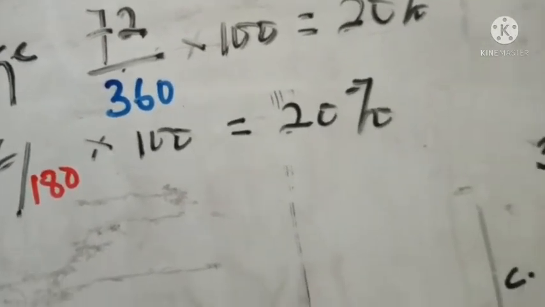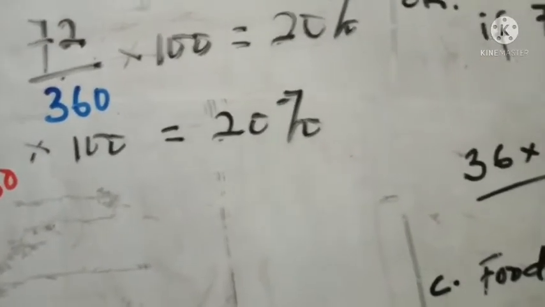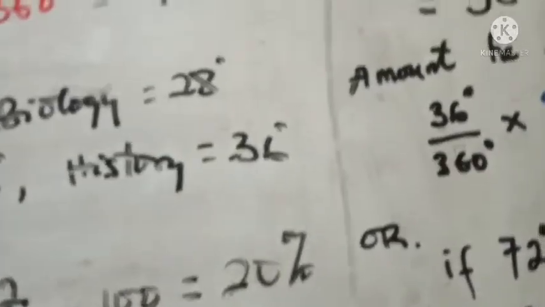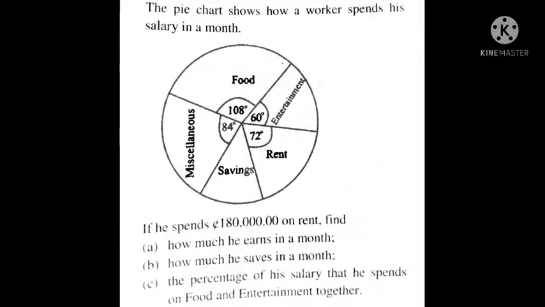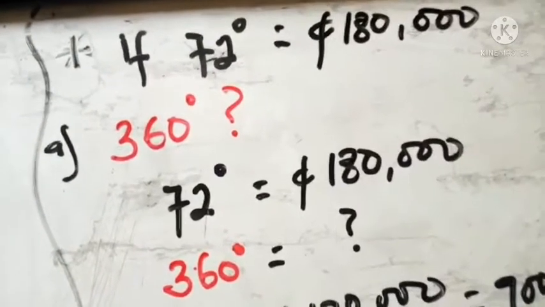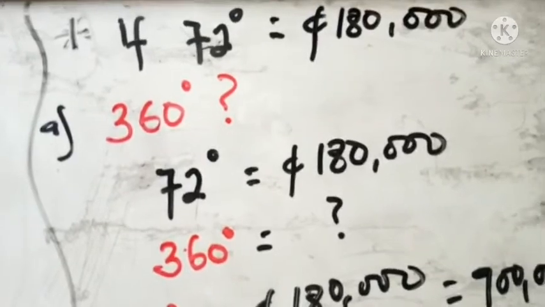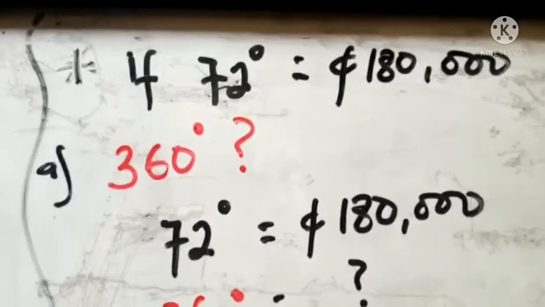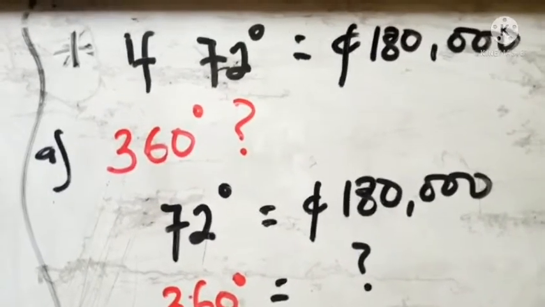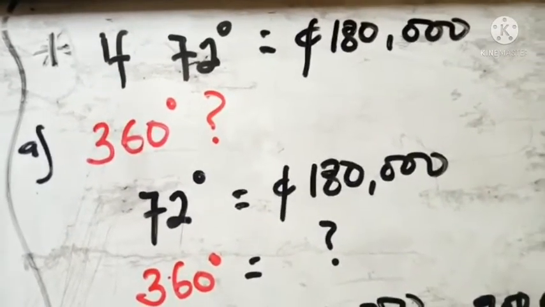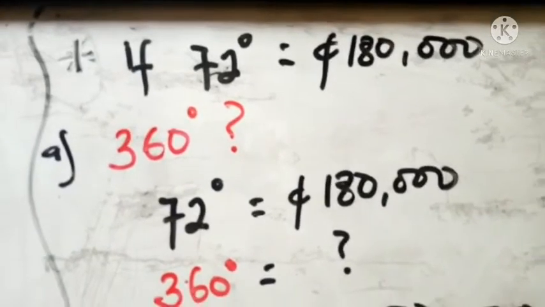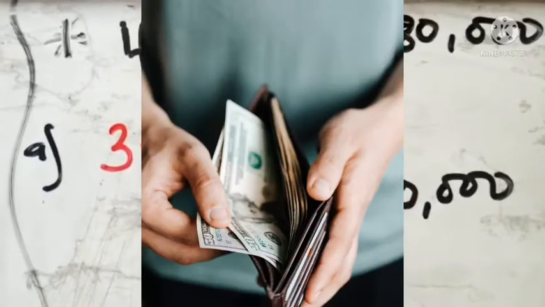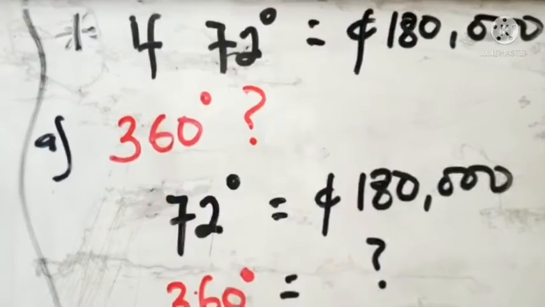Now let's look at the second question. The second question is where you have been given the pie chart, and then they ask you to use that and answer the question. So let's have a look at the question. From the question, we are given the respective angles of the expenses he made. So assuming this is you, let's say the expenses that you made on the various items. The only information that we have is that assuming you are the one, so that you can see everything clearly.